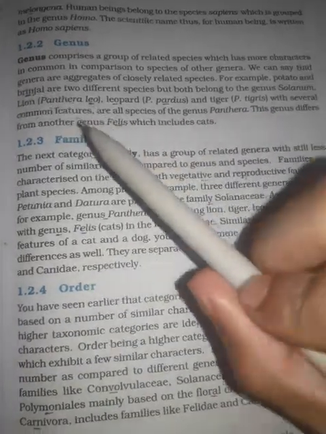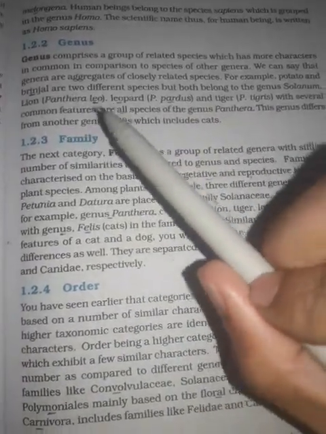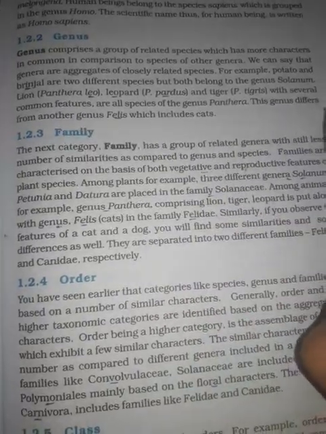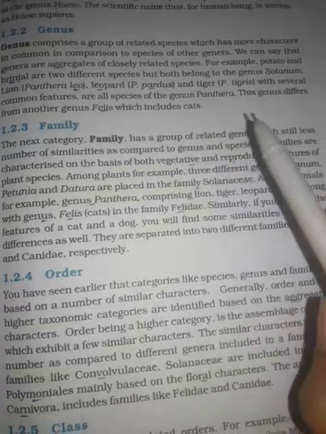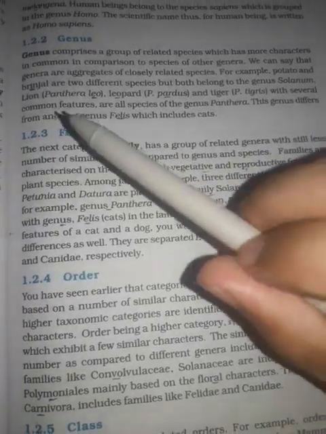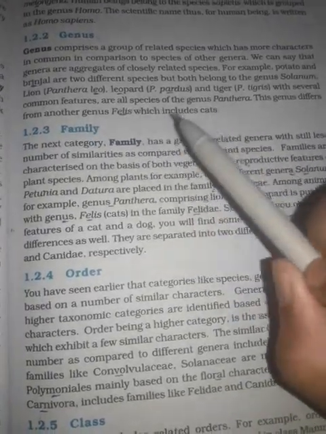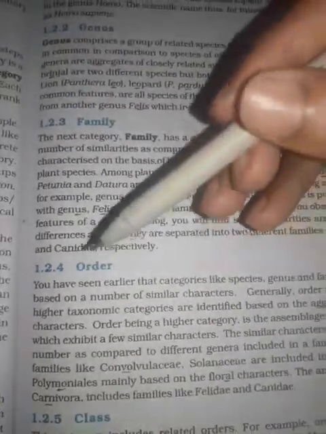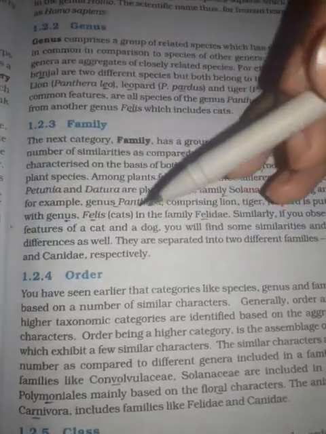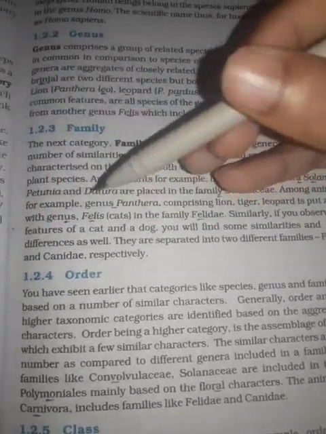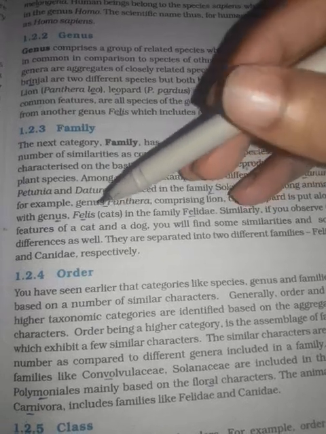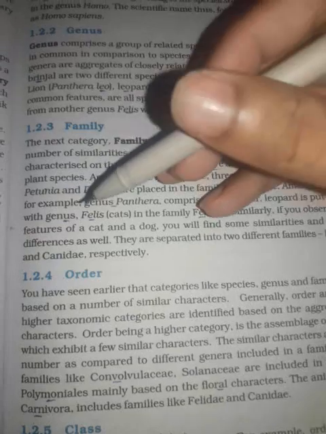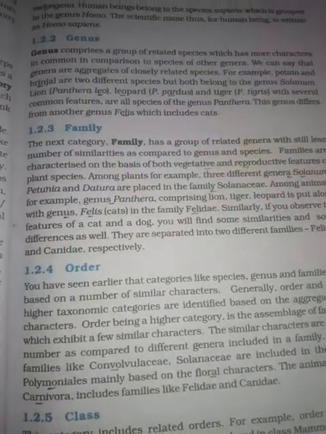that belong to Solanum. Panthera: leopard is Panthera pardus, and Panthera leo is lion. Felis includes the cats. This genus differs from other genera. There are the families Felidae and Canidae. Canidae includes the dogs, and Felidae includes all these Pantheras and Felis, that is, they get into the Felidae.